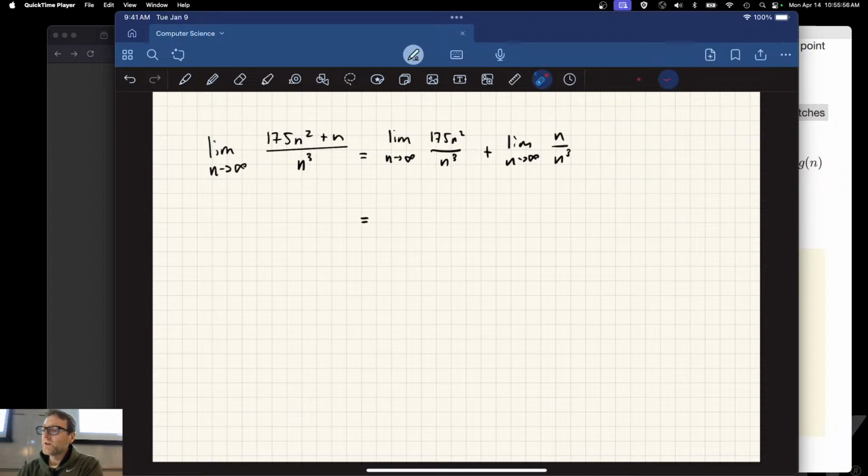Some simplifications here algebraically. n squared cancels with n cubed, and so I get the limit of 175 divided by n as n tends towards infinity. Before we look at that second one, you tell me, how is this going to behave? It goes down to 0 because you have a monotone increasing function on the denominator and a constant function up top. You're in what I call calculus obvious land, and this is going to be 0.